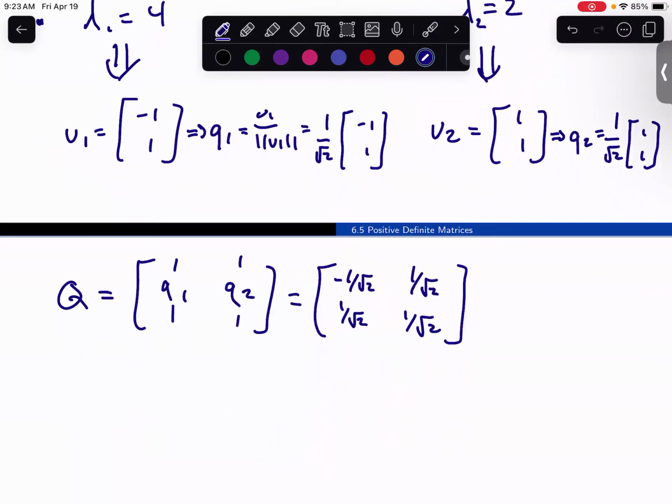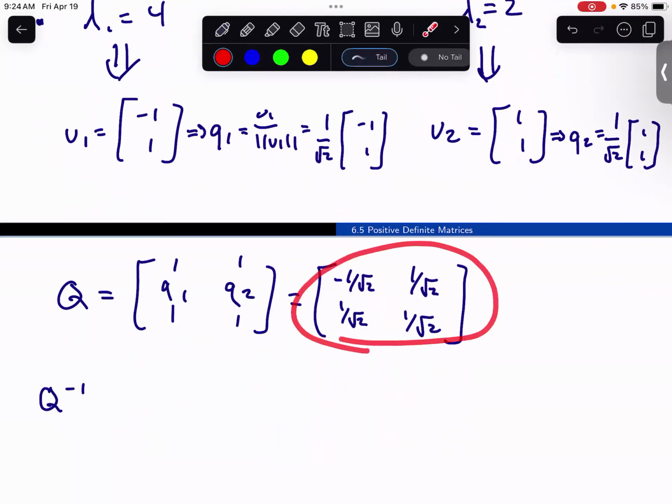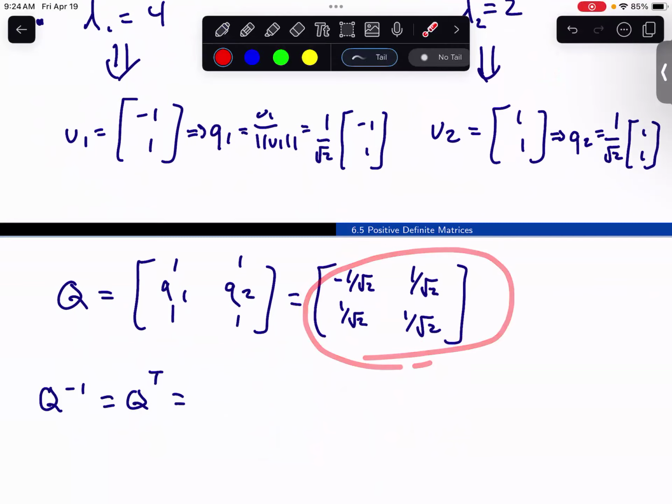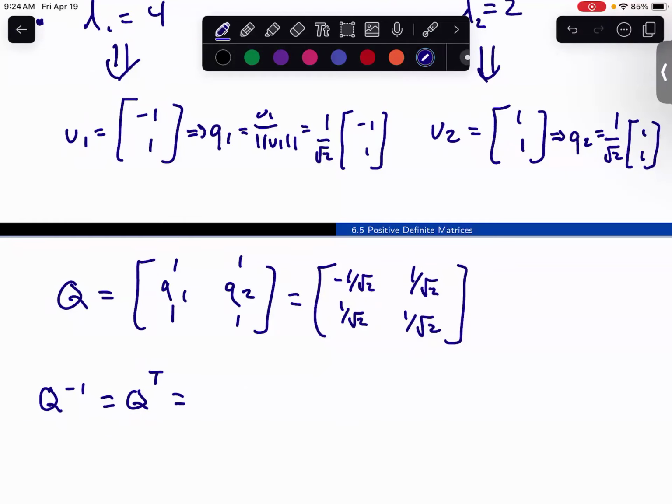Okay, so that's how we find what Q ends up being equal to. And then we have that Q inverse. Because this is an orthogonal matrix, Q inverse is just equal to Q transpose. And if you take the transpose of this matrix, it's actually a symmetric matrix, so you end up just getting Q back again. So the transpose of Q just ends up being minus 1 over the square root of 2, 1 over the square root of 2, 1 over the square root of 2, 1 over the square root of 2. So this is an example of a matrix where the matrix is its own inverse.